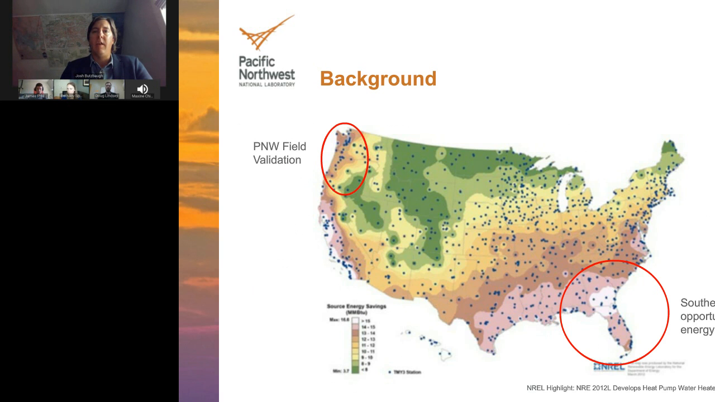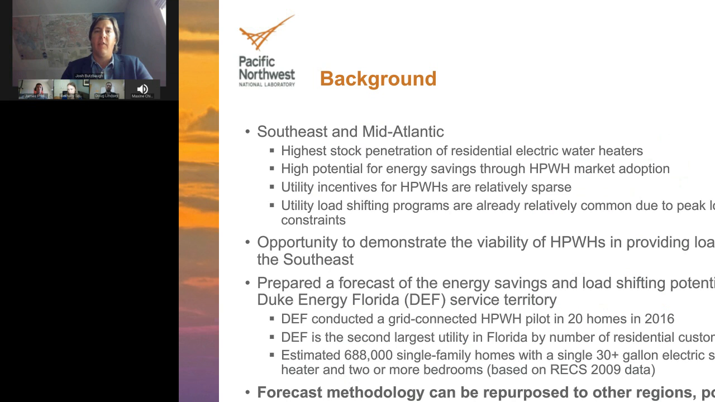This slide has a heat map that Jeff McGuire of NREL developed from 2012. I think it's just illustrative of the energy savings potential for heat pump water heaters, and in particular, it shows the energy savings opportunity in the Southeast. Elaborating on that a little bit, the Southeast and Mid-Atlantic have the highest stock penetration of residential electric water heaters. There's high potential for energy savings.